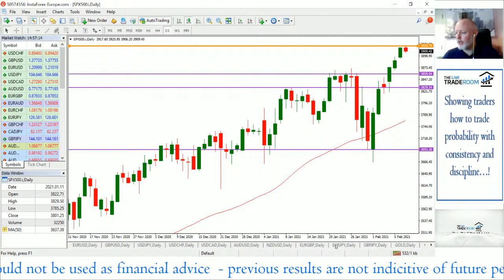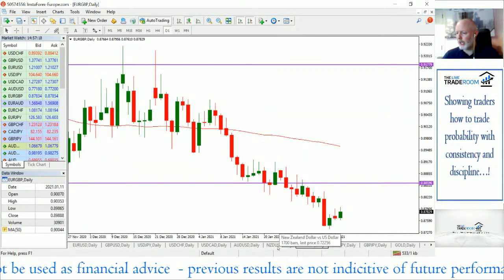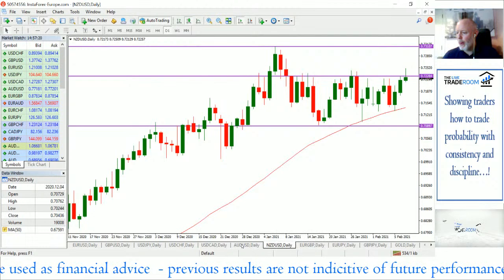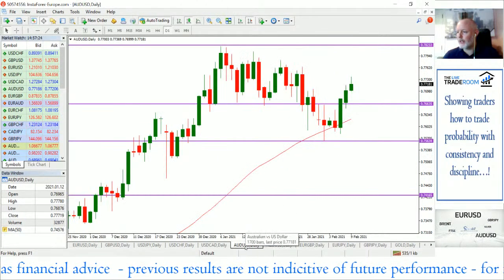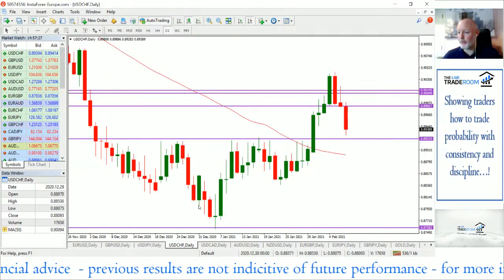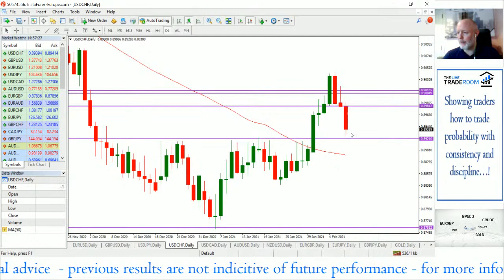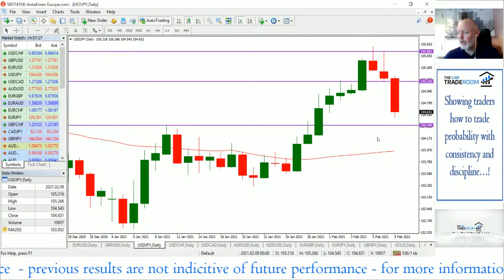So we can keep a close eye on these markets. You see the failure to the upside for the New Zealand. You see, tomorrow we might get some really quite interesting opportunities in these, because they're all coming back to really strong levels of potential support.